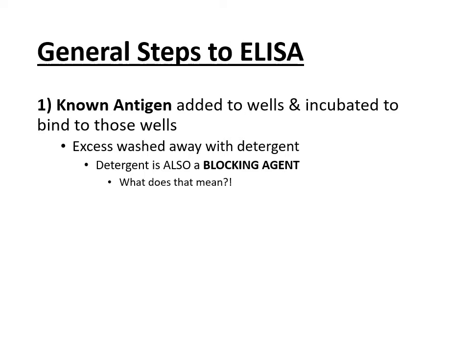And what the blocking agent does is, if you picture a whole bunch of wells, when you're putting your antigen in them, not every speck of that bottom of the well is going to be coated with antigen. So the blocking agent will fill in any of those extra gaps so that later on you don't get any non-specific binding and false results. Okay, but the key here is, first step, you are putting your pathogen antigen into each of the wells that you're going to be using.